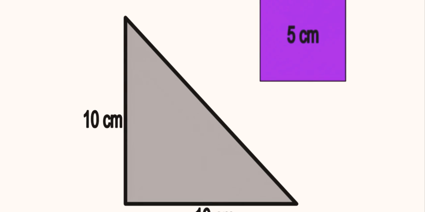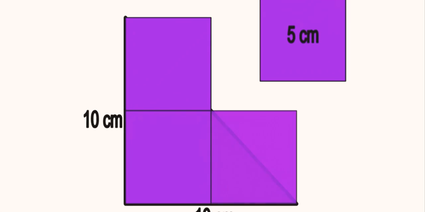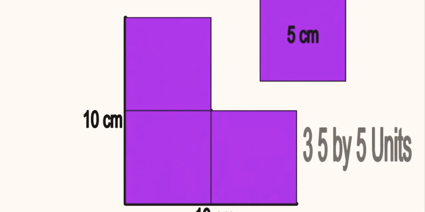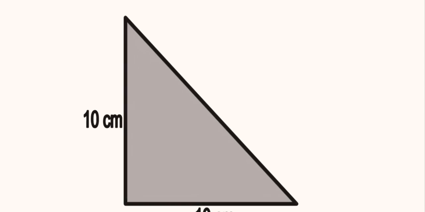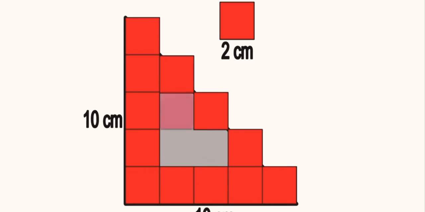So we take units of 5 centimeters wide. We just fill it up as best as we can, and we have 3 squares, so that equates to 3 5 by 5 units. Now we're going to do this with 2 wide squares, 2 by 2, and you can fit 15 of them.